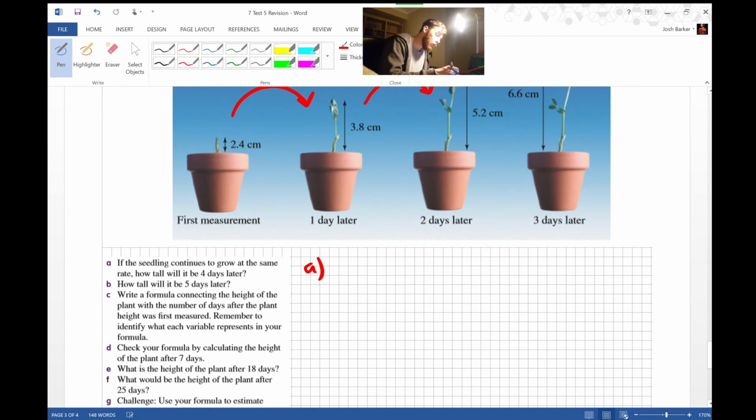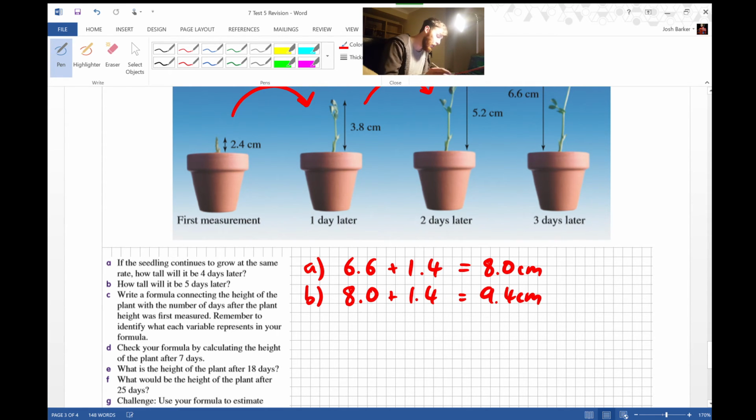If the seedling continues to grow at the same rate, how tall would it be 4 days later? Well, I'm going to guess that that's 4 days after it's grown, so as in 1 day after the third day. So measurement on the third day is 6.6, so if we add 1.4 to that, we would get 8.0 centimeters. How tall it would be after 5 days? Well, it's going to be the measurement on the fourth day, so 8 plus another 1.4, which would give us 9.4 centimeters. Now we've got to write a formula to actually make this a bit more official, I guess.